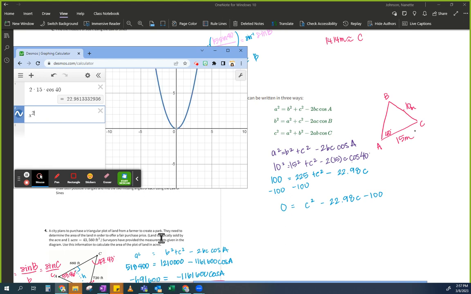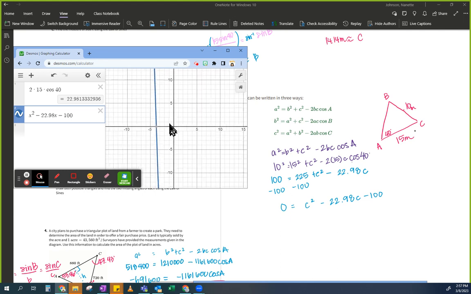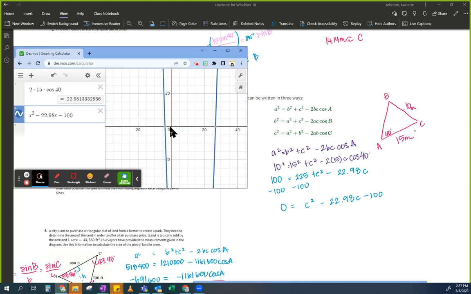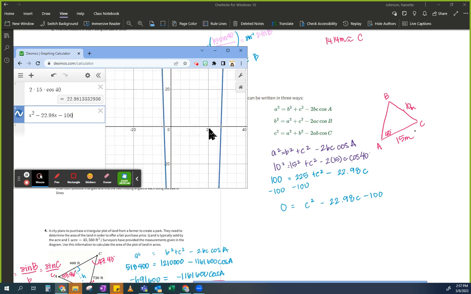So I'm going to say x squared minus 22.98x minus 100. So you're like, Ms. Johnson, there's only one side, and then you zoom out a bunch, and you're like, oh, there's the two answers. So we have two answers, right? We have c equals negative 3.742, and then we have c equals 26.722, right?